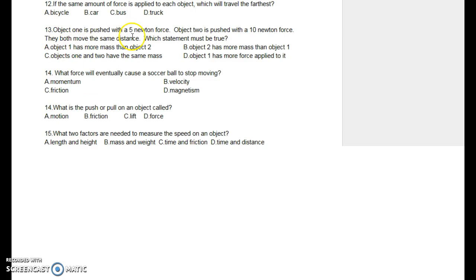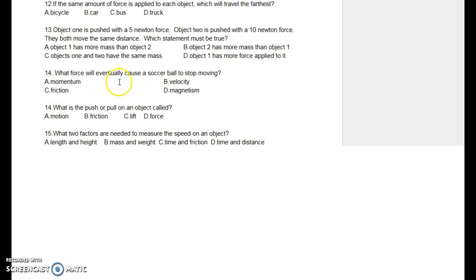Number 13. Object 1 is pushed by a 5 Newton force. Object 2 is pushed by a 10 Newton force. They both move the same distance. Which statement must be true? Object 1 has more mass than Object 2. Object 2 has more mass than Object 1. Object 1 and 2 have the same mass. Object 1 has more force applied to it.